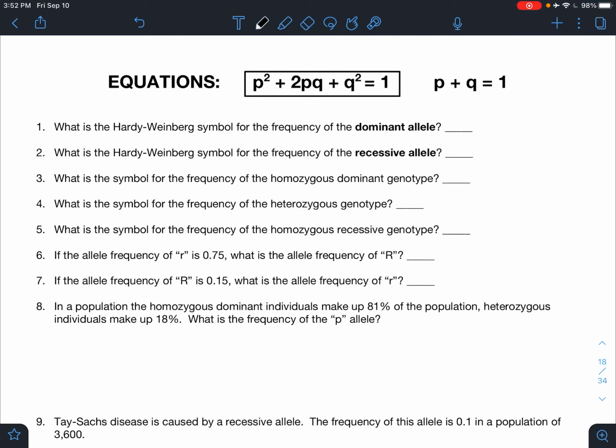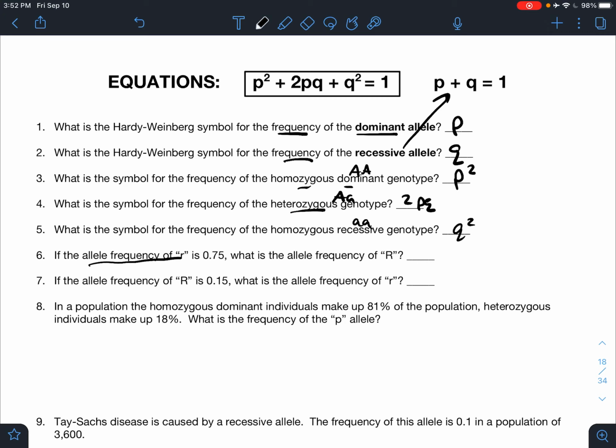So what is the Hardy-Weinberg symbol for the frequency of the dominant allele? That's going to be P. Frequency of the recessive allele is Q. Remember, those are the alleles. What's the symbol for the frequency of the homozygous dominant genotype? Like big A, we're going to use P squared. Heterozygous, big A little a, is going to be 2PQ. And homozygous recessive, little a, would be our Q squared. Remember, this is the frequency, so they're percentages.